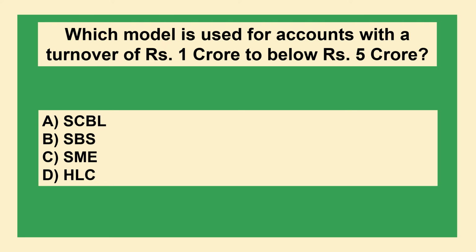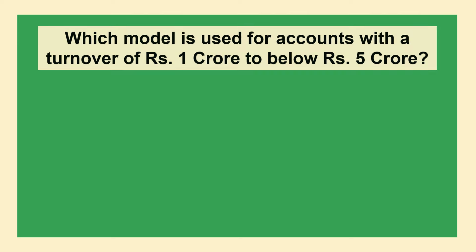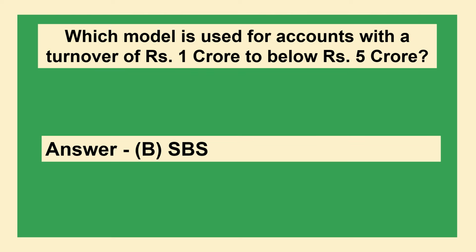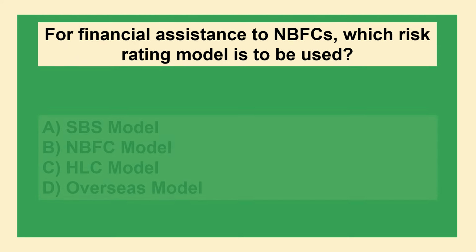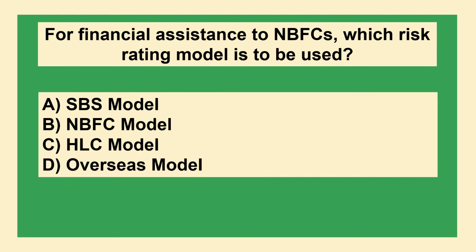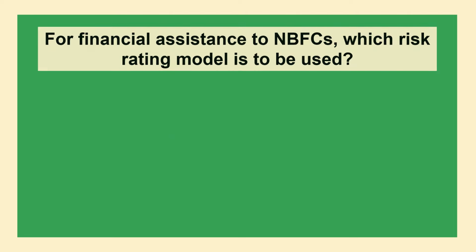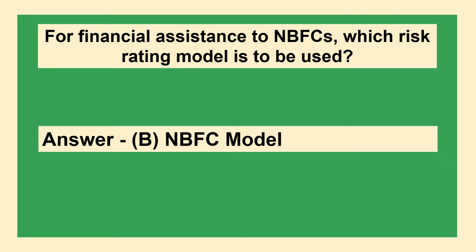Option A SCBL, option B SBS, option C SME, option D HLC. The correct answer is option B SBS. The next question is for financial assistance to NBFCs, which risk rating model is to be used? Option A SBS model, option B NBFC model, option C HLC model, or option D overseas model. And the correct answer is option B NBFC model.